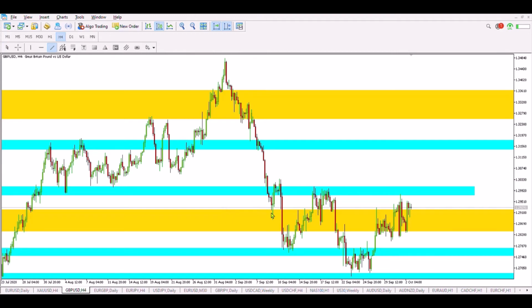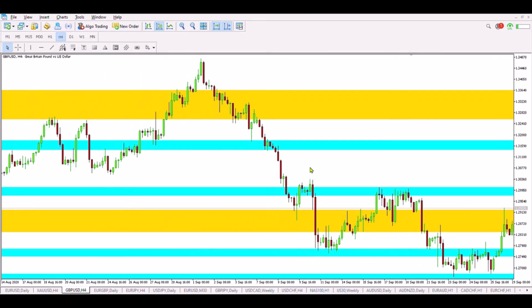Here you have a rejection from the daily support and resistance, but on the 4-hour support and resistance you see a sell signal looking here. So you can take this sell signal and you can continue with the trend. This is a winning strategy.